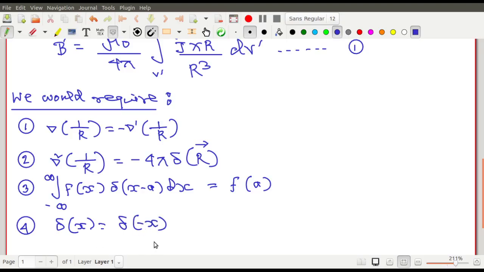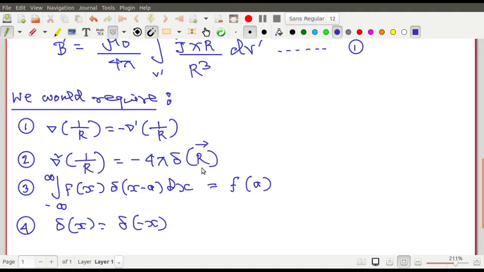Delta of x and delta of minus x are the same. And even if you get a minus sign, the delta function values are the same. So the first one, if it is proved, then fine. If it's not proved, then you may prove it very simply. This one, del square of 1 by r, no need to look over it for the time being.